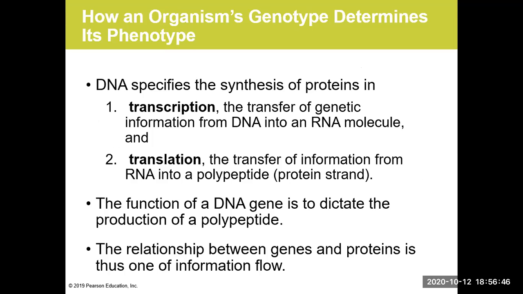So let's get some more technical details about this flow of information. The first step in this flow of information is DNA replication, where DNA just creates a copy of itself. The second step is when an RNA is made from the DNA, that is known as transcription. And then the third step is when a protein is made from the RNA, that is known as translation.